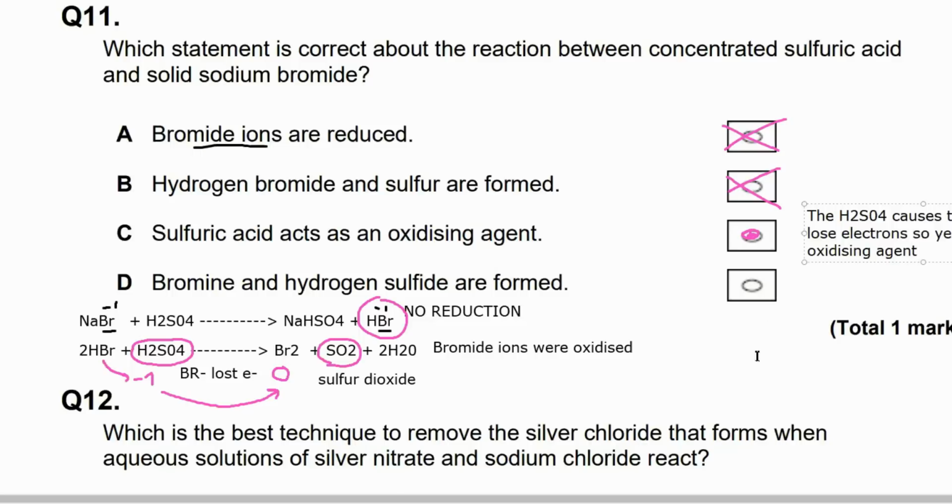And for D, bromine and hydrogen sulfide are formed. Bromine is formed, but again, for hydrogen sulfide, the sulfur would need to be reduced to a -2 charge, and that's not possible by the bromide ions. They're not strong enough reducing agents to do that. So D would not be the correct answer.